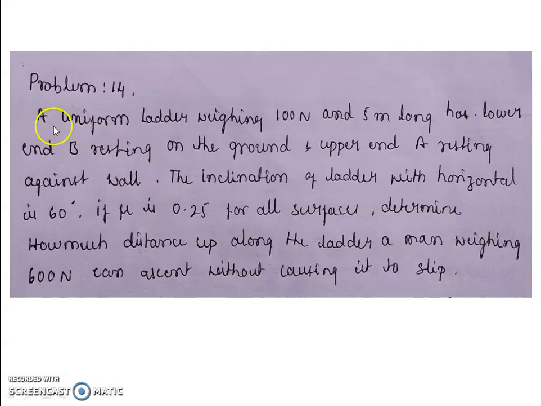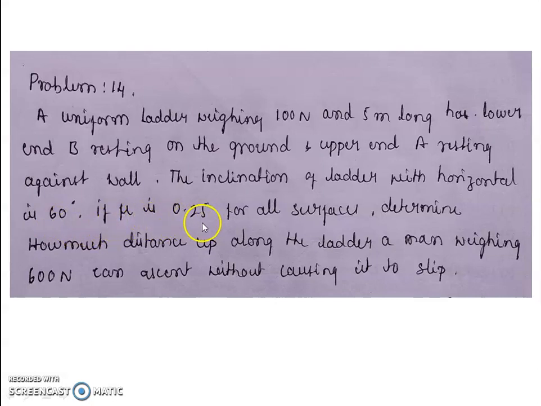Now we will try to solve problem 14. A uniform ladder weighing 100 Newton and 5 meter long has its lower end B resting on the ground and upper end A resting against the wall. The inclination of the ladder with the horizontal is 60 degrees. Here the angle is given. In the earlier problem we found the angle, they asked us to find the angle. In this problem the angle is given.